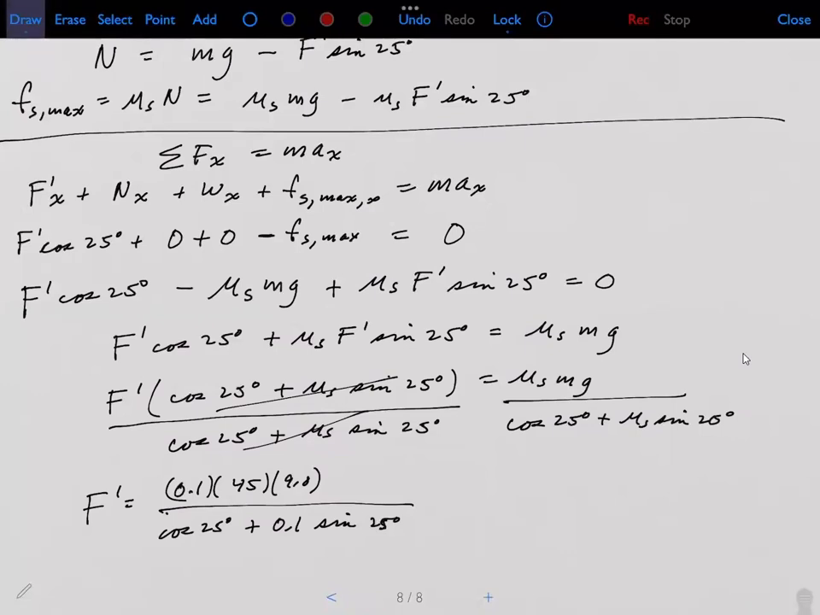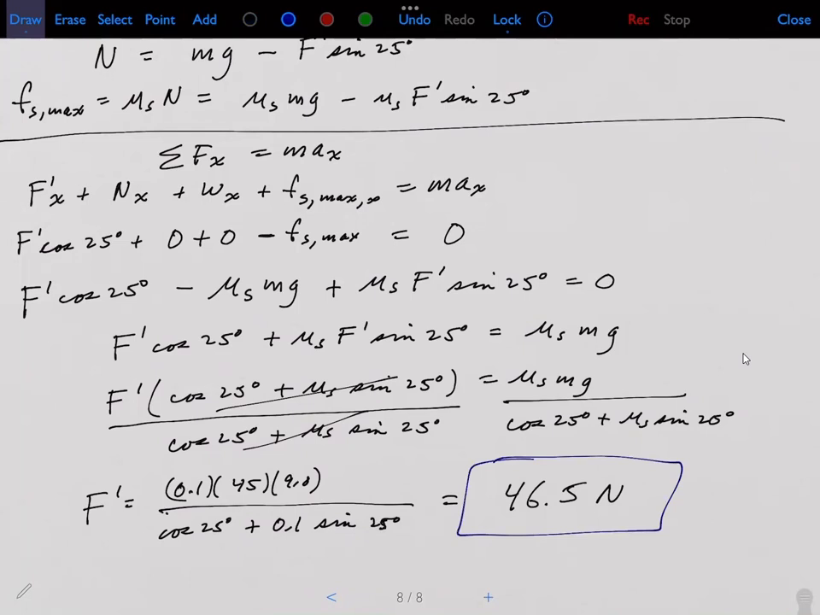All right, so F prime here, if you work this out, is going to be 46.5 newtons. So actually, it's a little bit less, because last time it was 51. So it's a little bit less if you're pulling on it instead of pushing on it, because now the normal force is less. So it kind of makes sense that it would be a little bit less. All right, so that's our answer for F prime.